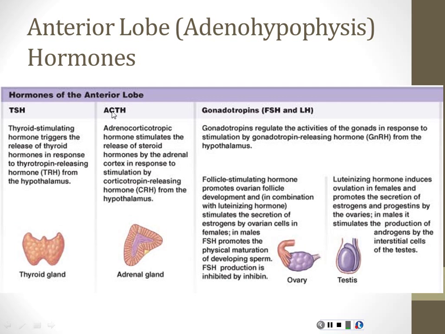ACTH, A goes with adrenal gland. ACTH stimulates the adrenal gland to produce hormones. Now, we'll see later, the adrenal gland is really two glands in one. The inside of the adrenal gland produces epinephrine and norepinephrine, like we saw in the sympathetic nervous system chapter, right? It acts like a giant sympathetic neuron, produces adrenaline that makes the fight or flight thing happen.